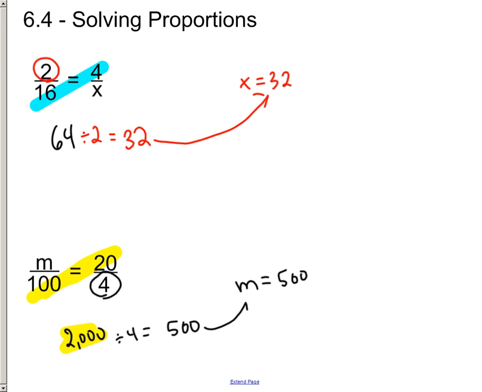And let's just go back through and double check our work. 100 times 20 is 2,000, and 4 times 500 is also 2,000. So we know that, yes, that is the correct answer because it passes our cross multiplication test, and we know for sure that it is a proportion. These are the simpler proportions. In the next lesson, we'll get it to a slightly higher level, and we'll also be using story problems.